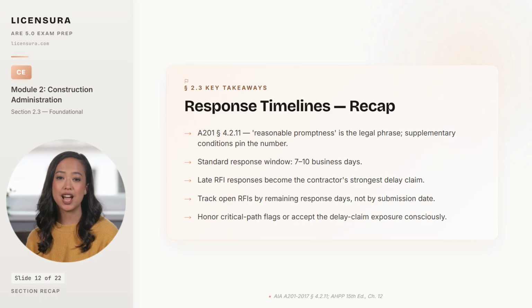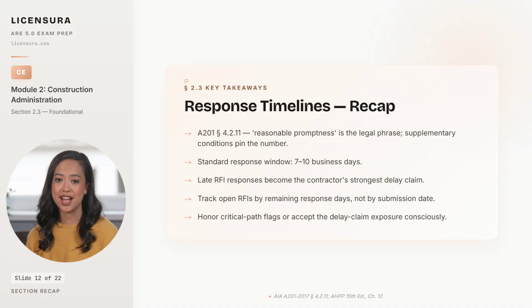5 takeaways from RFI response timing. AIA A201 Section 4.2.11 sets the legal standard at reasonable promptness, but the contractual definition lives in the supplementary conditions. Pin a number there, typically 7 to 10 business days, or you will fight that number in front of an arbitrator. Late RFI responses become the contractor's single strongest delay claim, and a critical path RFI past its window is almost guaranteed to produce compensable delay damages that the firm absorbs through back charges or insurance premiums.